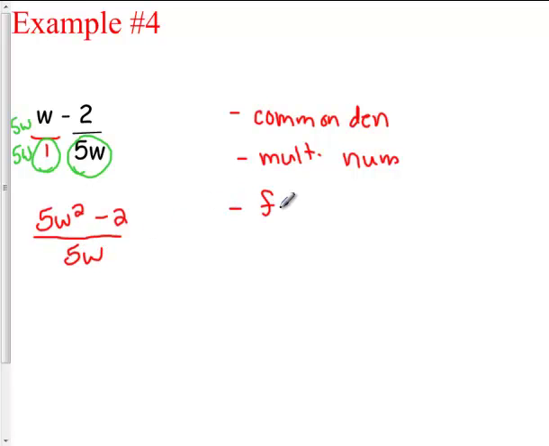I look to factor, see if I can do any canceling, but nothing cancels here because nothing factors. This is a binomial. This is a monomial. You cannot cancel like that. Please learn you cannot cancel like that. So this is my final answer.